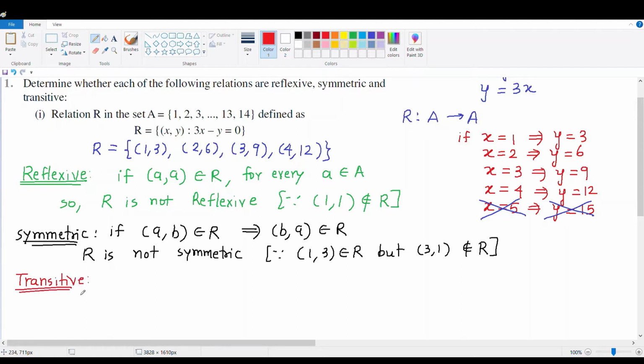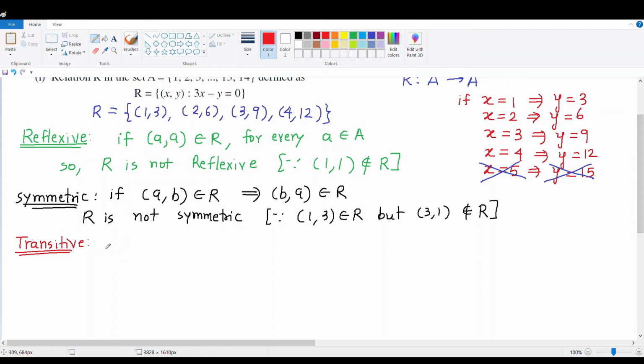Now, what is the definition of transitive? That if (A, B) belongs to R and (B, C) belongs to R, that means (A, C) must also belong to R. That means, like this, if (1, 3) belongs to R and (3, 9) belongs to R, then (1, 9) also belongs to R.